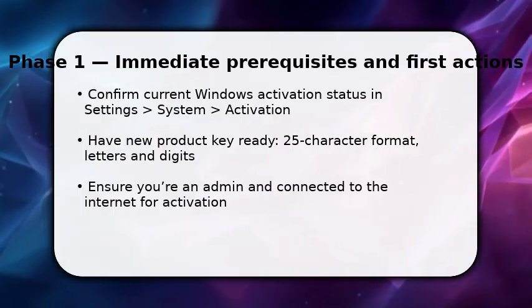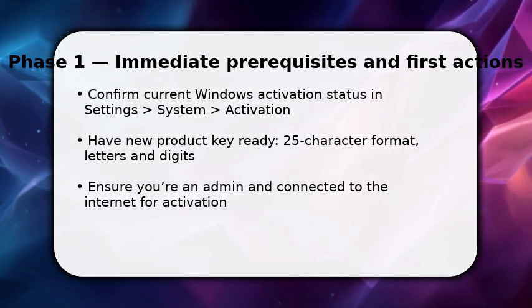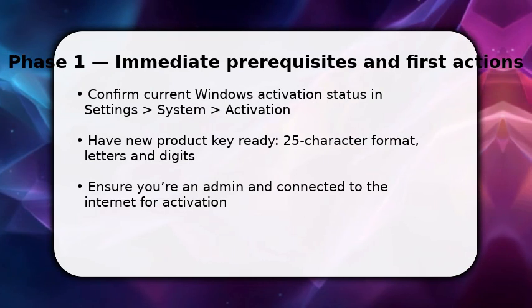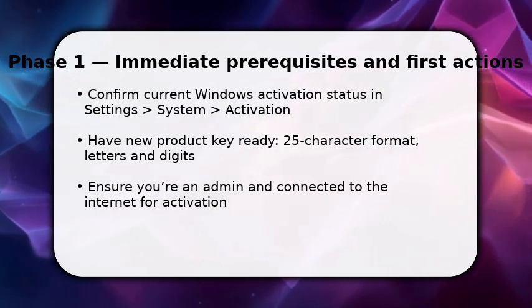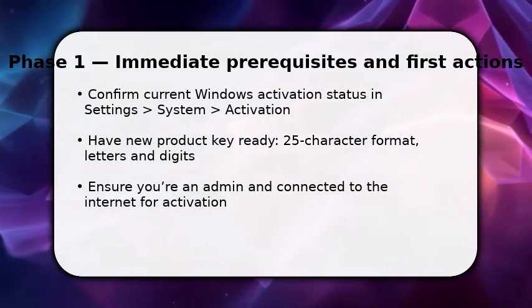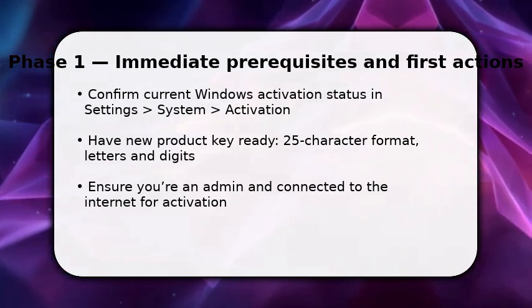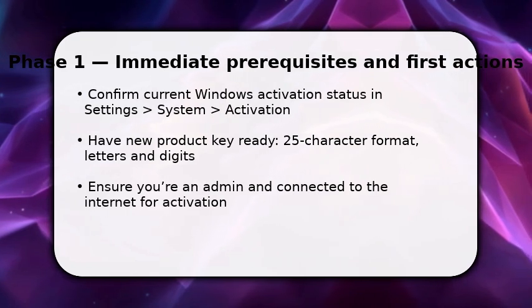You start now by opening Settings, go to System then Activation. Once there, check the current activation state so you know if a change is needed. Make sure you have the 25-character product key on hand and that you are signed in as an administrator. You need an active internet connection to complete online activation.